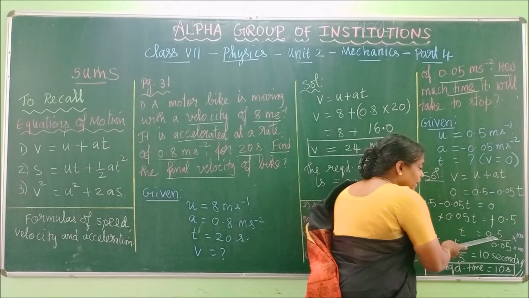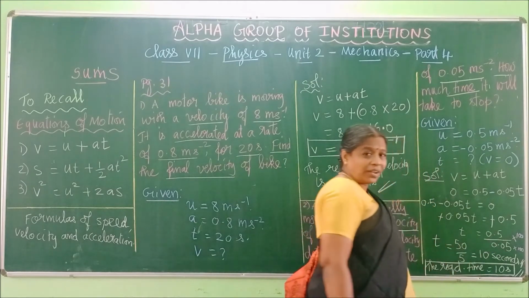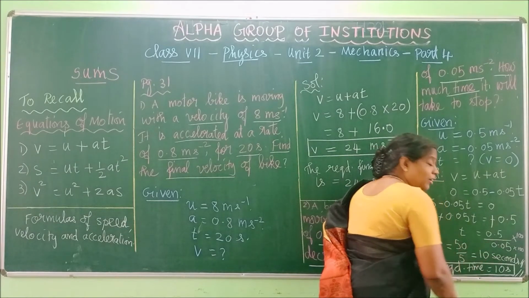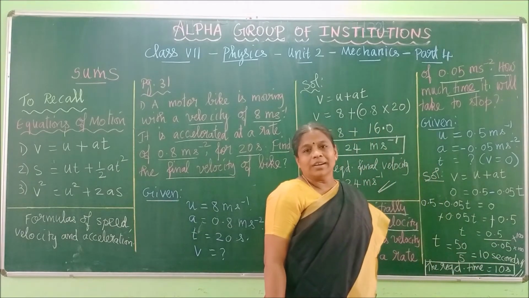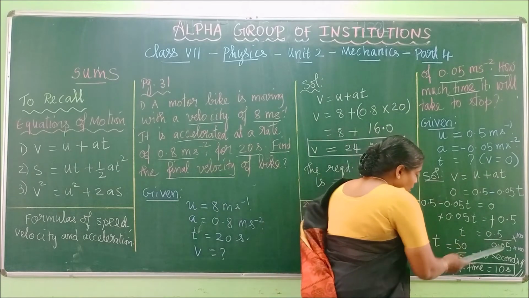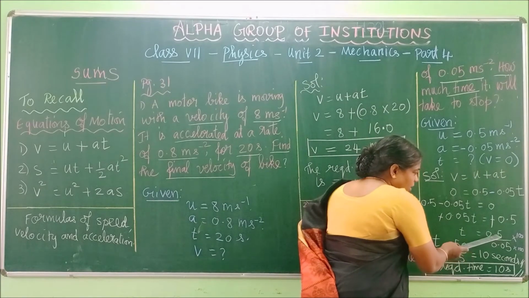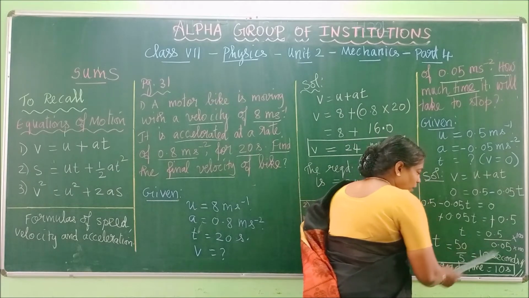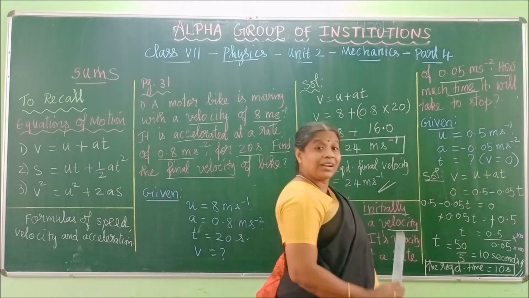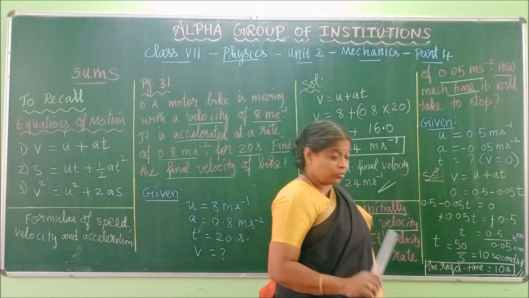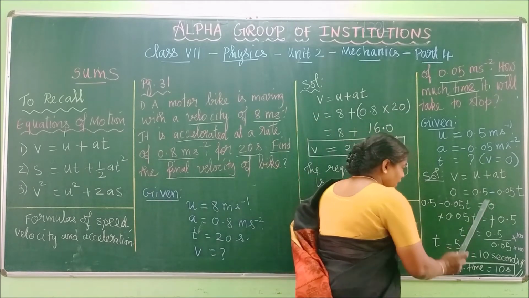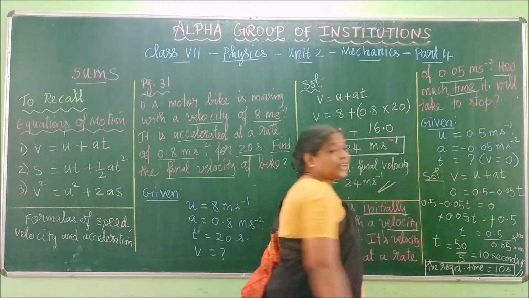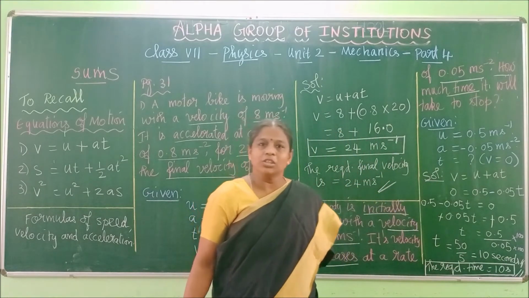So what you will get is 0.5 by 0.05. There are two decimals over here, so you have to multiply it with 100 to remove the decimal. So what you will get? 50 by 5. Here 0.5 into 100 you will get 50, and 0.05 into 100 you will get 5. That rough column multiplication you have to do. So 50 by 5 you will get 10. So what is the required time? It is 10 seconds. Okay students, we will do the third sum now.